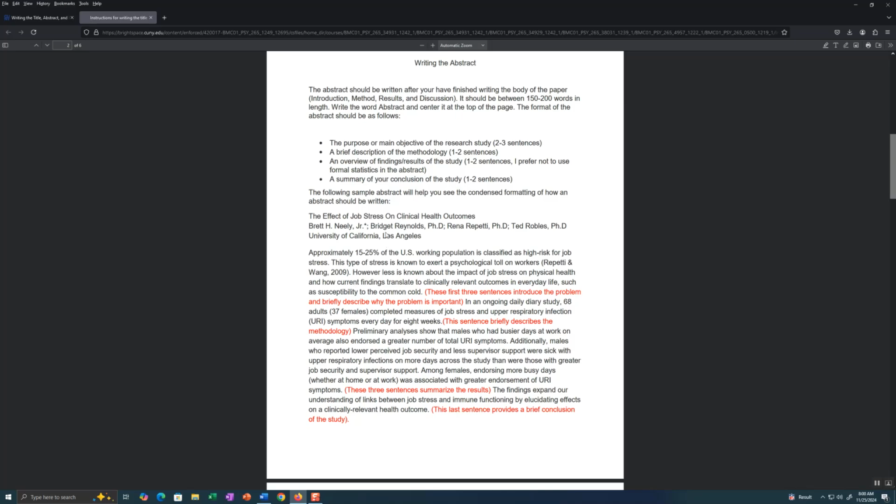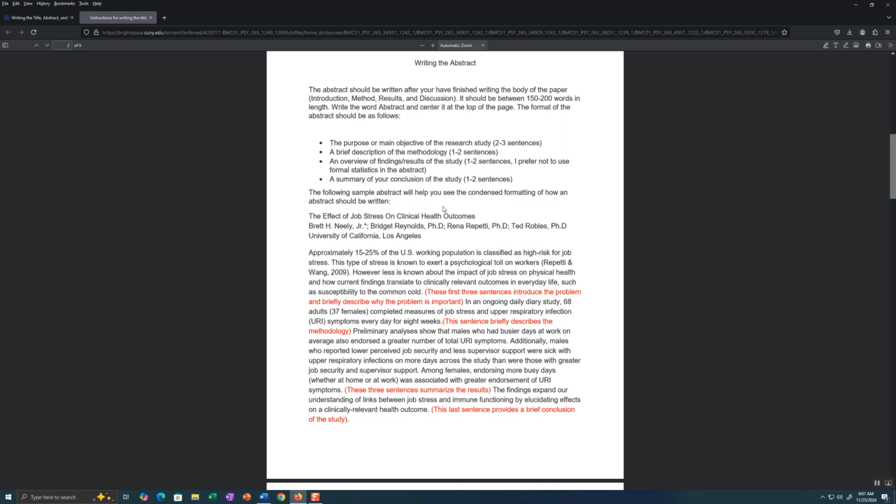Here's an example. So this paper is the effect of job stress on clinical health outcomes. So approximately 15 to 25% of the U.S. working population is classified as high risk for job stress. This type of stress is known to exert a psychological toll on workers. And so here's a citation. You can include a citation, but you don't have to in the abstract. But if you need to, you can include the citation.